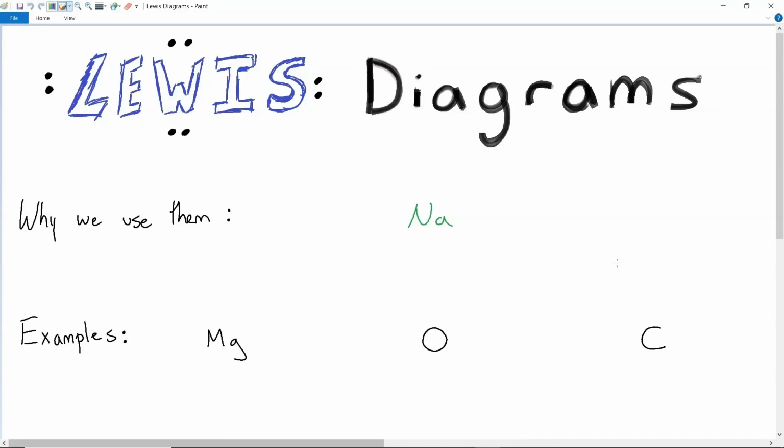Today is going to be all about drawing Lewis diagrams for elements in chemical compounds. The first kind of diagram you probably learned in chemistry is the Bohr-Rutherford diagram, and it would look a little something like this. I'll create one for sodium just as an example.